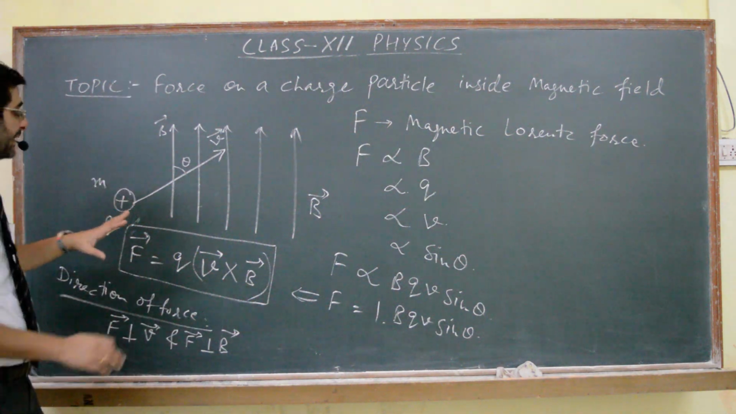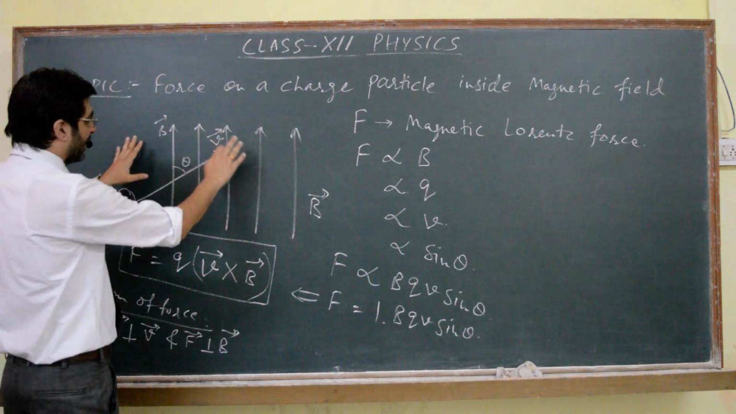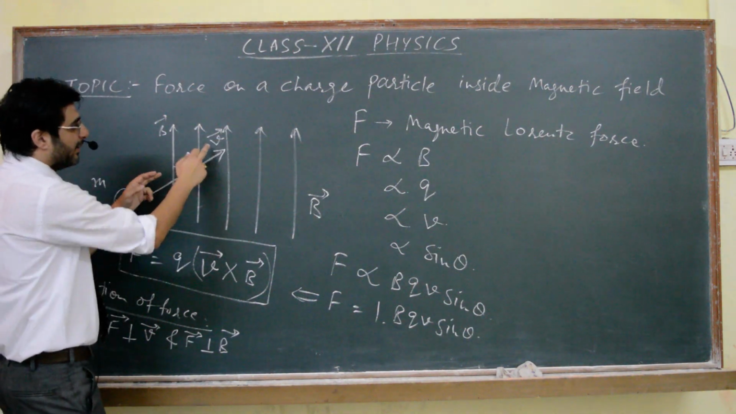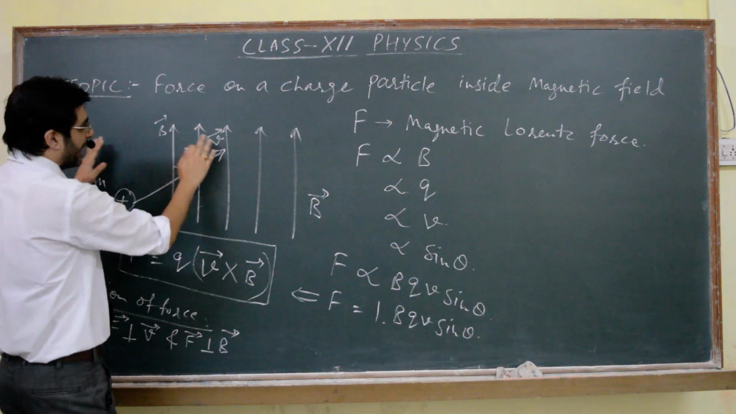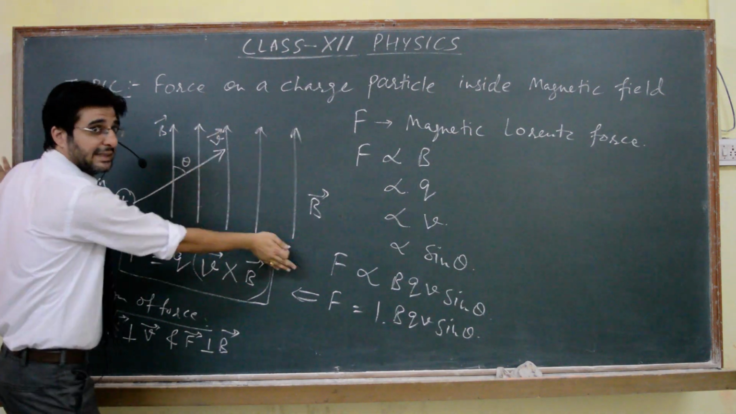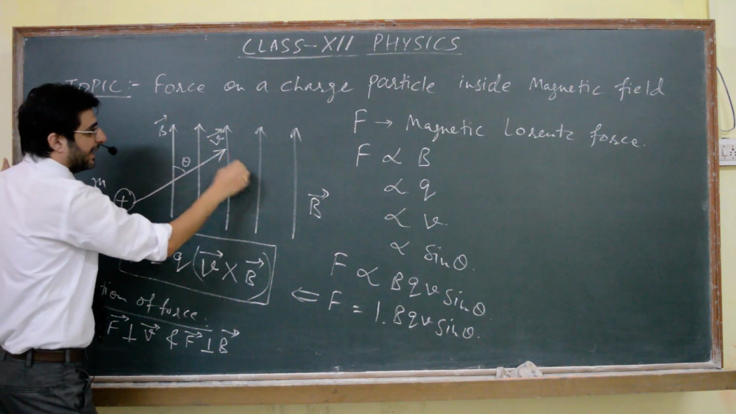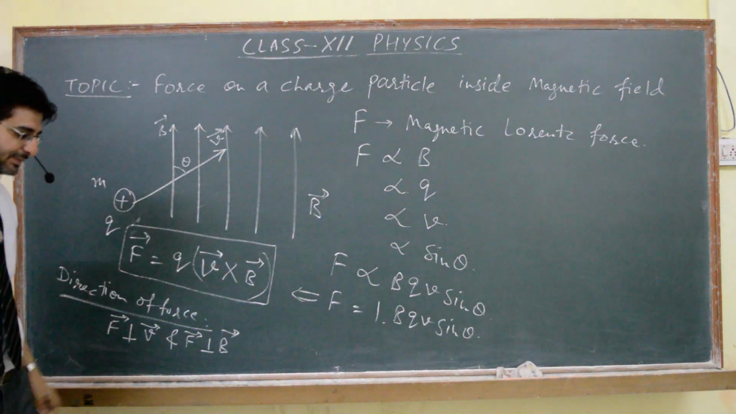Or we can say, as this charged particle enters the magnetic field with velocity v, the direction of the magnetic Lorentz force will be perpendicular to the plane containing velocity and magnetic field.